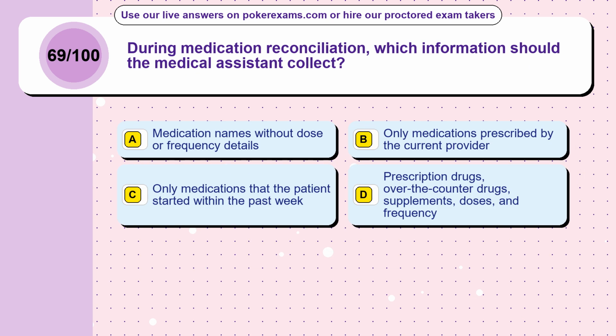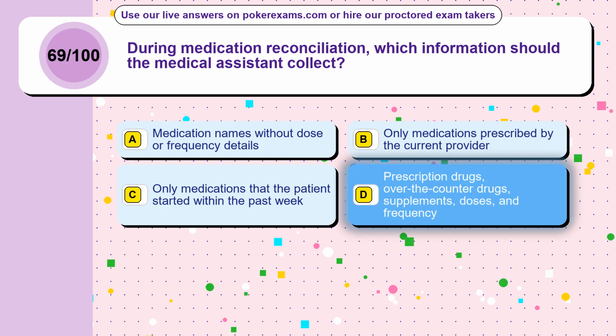Question 69. During medication reconciliation, which information should the medical assistant collect? Option A. Medication names without dose or frequency details. Option B. Only medications prescribed by the current provider. Option C. Only medications that the patient started within the past week. Option D. Prescription drugs, over-the-counter drugs, supplements, doses, and frequency.